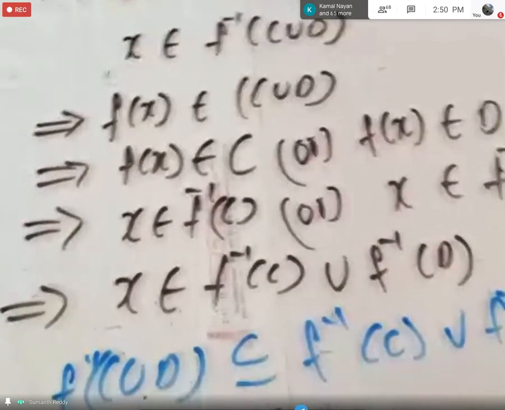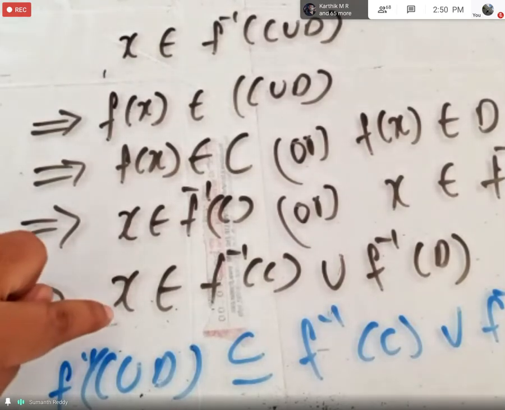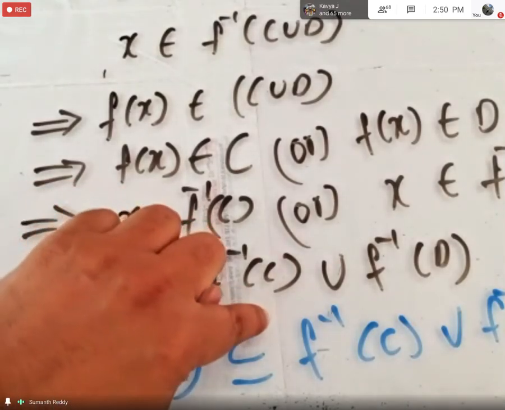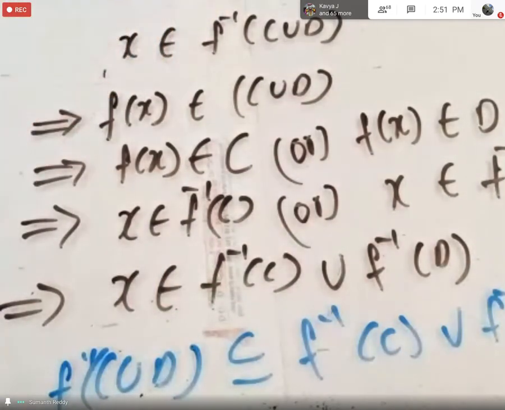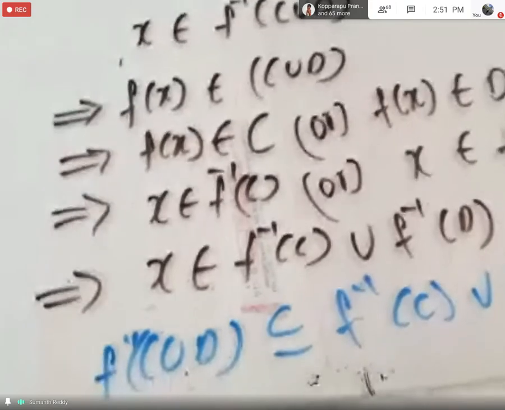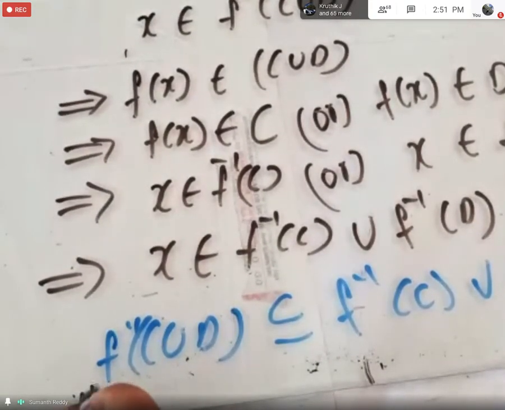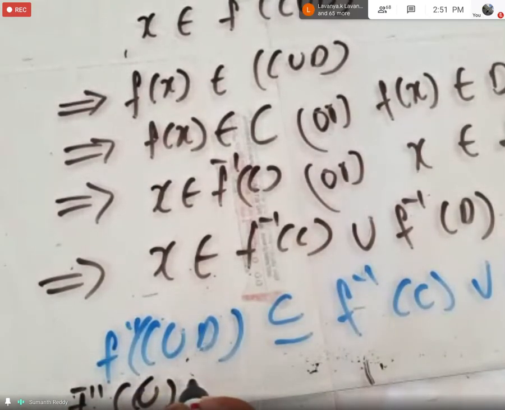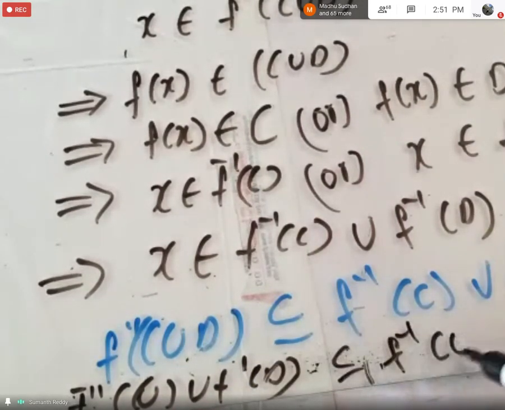Now if you observe this problem from bottom to top, I have taken some arbitrary element belonging to the RHS, and I have proved that the same arbitrary element also belongs to the LHS. So from this, what is the conclusion? The RHS is also a subset of the LHS. That is, I can write in a similar way, f inverse of C union f inverse of D is also a subset of f inverse of C union D.